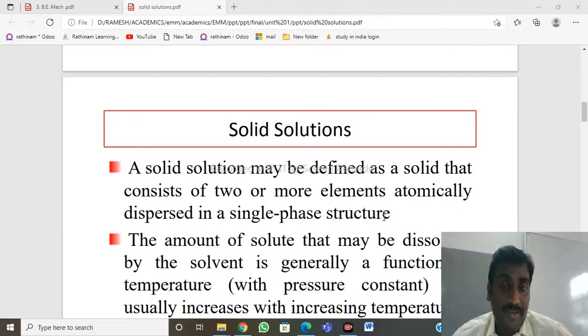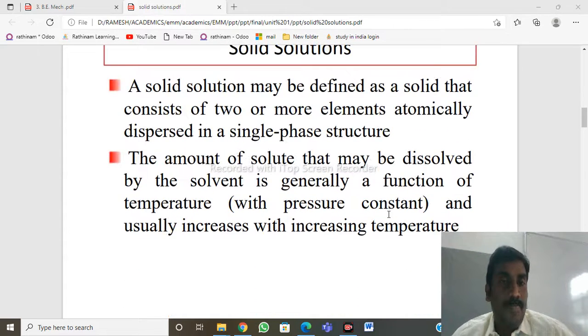What is meant by single phase structure? That means the materials are combined together to form a single material. That is nothing but an alloying element. We already discussed that alloying is nothing but two or more materials mixed together to form a single material for different engineering applications. So this is called alloying materials.